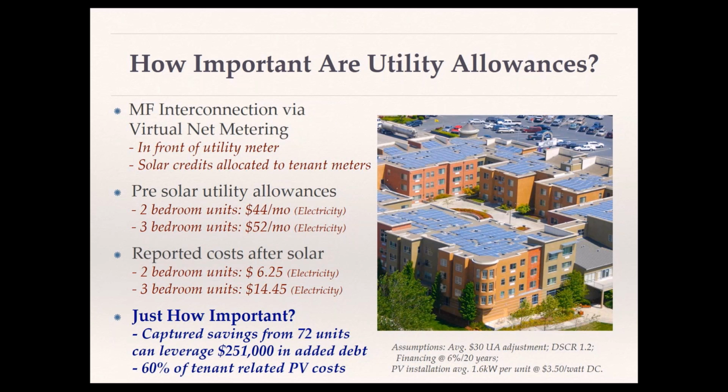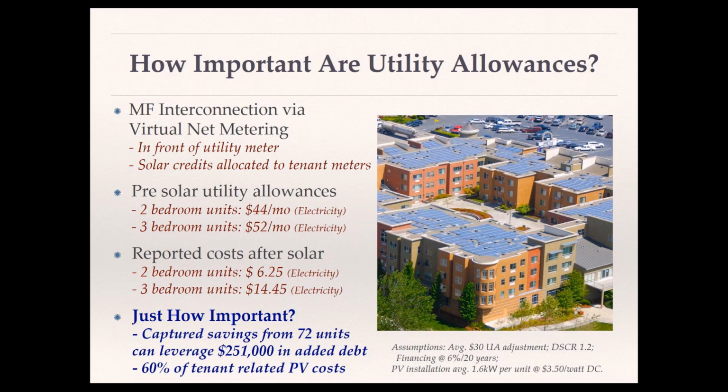There's a lot of experience, in a sense, in California on this point. Here's an example of a 72-unit property in Northern California, where the differential between the pre-solar and the post-solar electricity cost was about $37. Assuming the $30 on average is captured by way of a utility allowance adjustment, that could potentially leverage just over $250,000 in added financing for the projects.